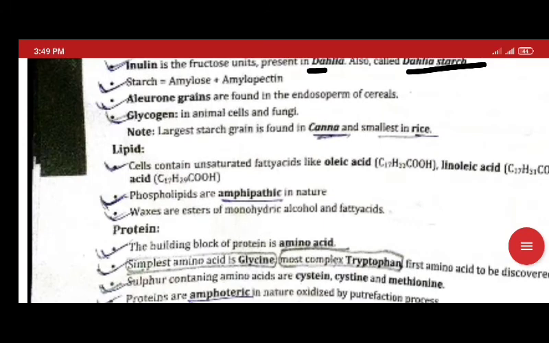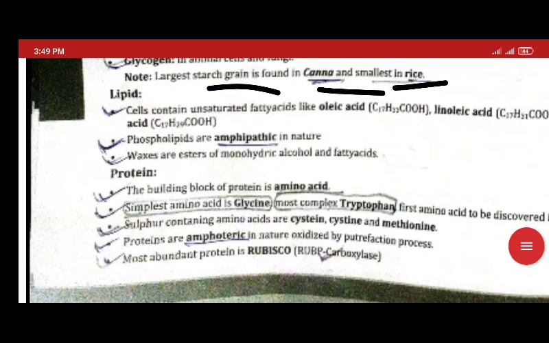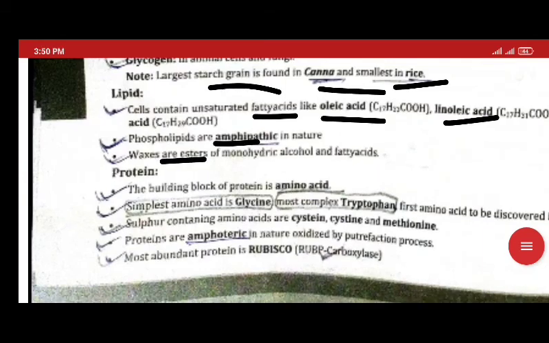Now, aleurone grains in cereals. Cereals means maize or rice. The largest starch grain is in Canna, the smallest in rice. Now lipids, like fatty acids, unsaturated fatty acids, for example oleic acid and linoleic acid, which are amphipathic, meaning both hydrophilic and hydrophobic in nature. Waxes belong here.